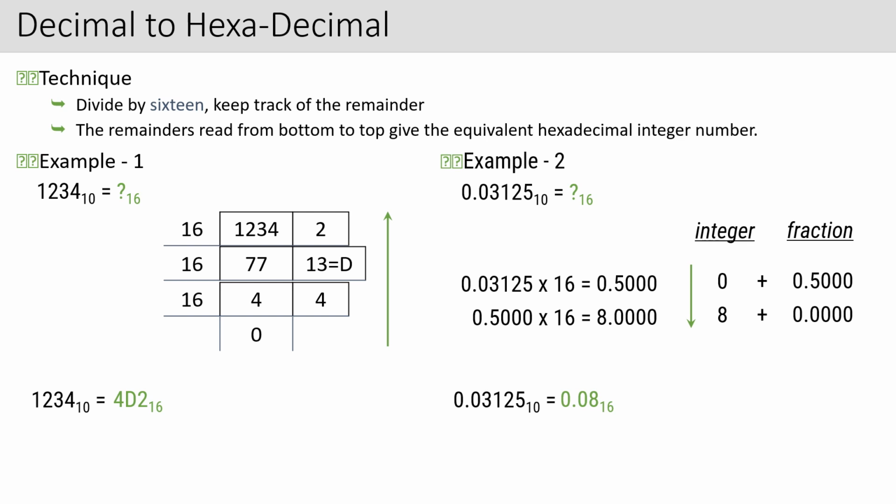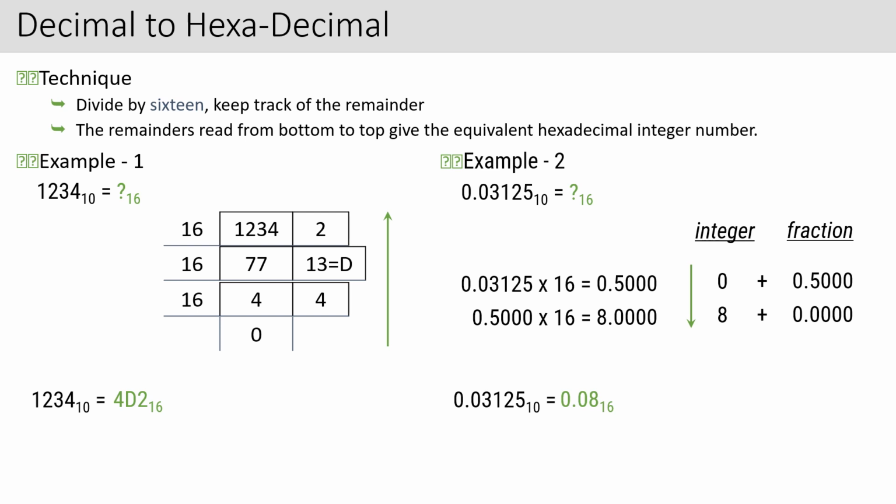Whenever you wish to convert a decimal number to hexadecimal, follow the same track. There is no difference in the technique. The technique remains the same, only the base changes. So decimal to binary, what you do? Divide by 2. Decimal to octal, divide by 8. Decimal to hexa, divide by 16.